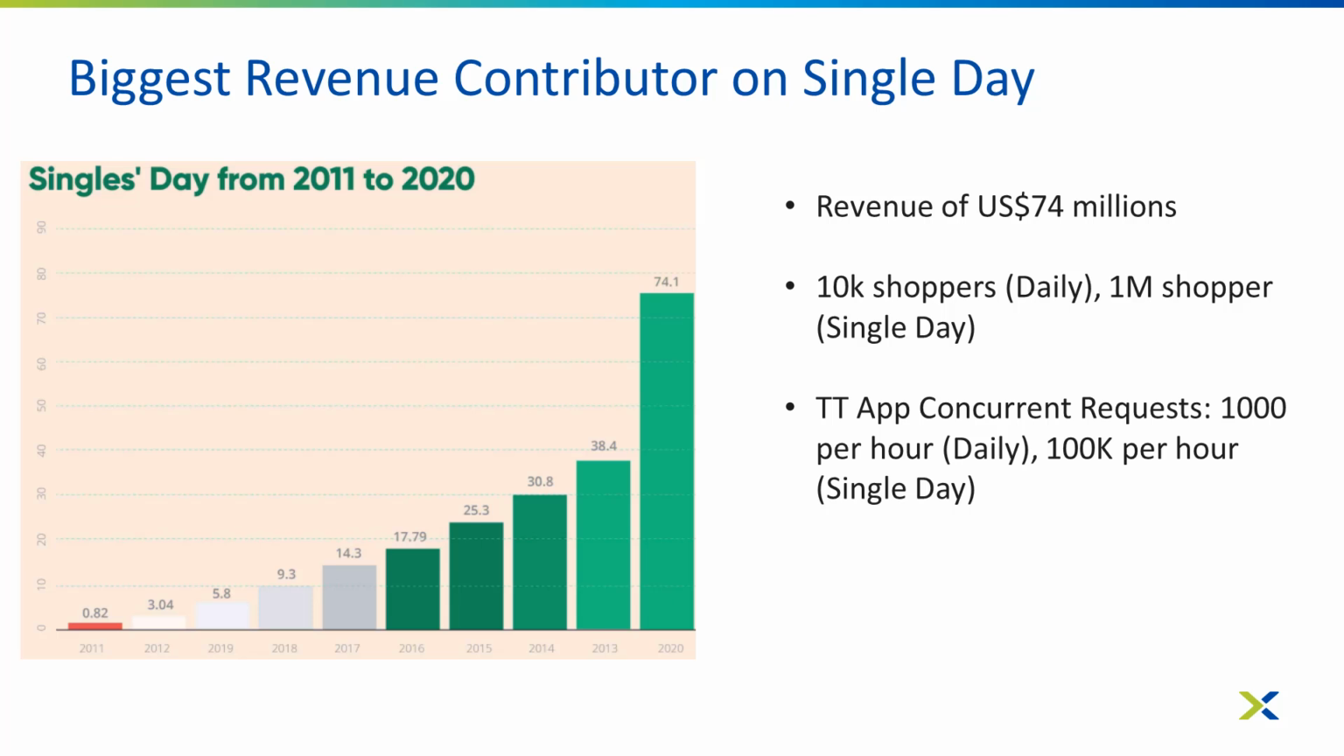Single day is the biggest revenue contributor for the company. Competition for consumers' dollars in this event is intense. The TD app is the gateway for our customers to browse and secure premium products at jaw-dropping prices. The daily load from the TD app ranges around 10,000 hits per day. During the single day, the estimated load is expected to increase to 100,000 hits in an hour.